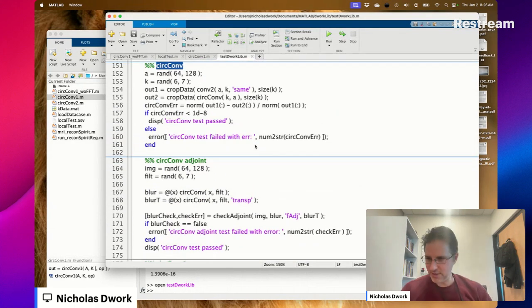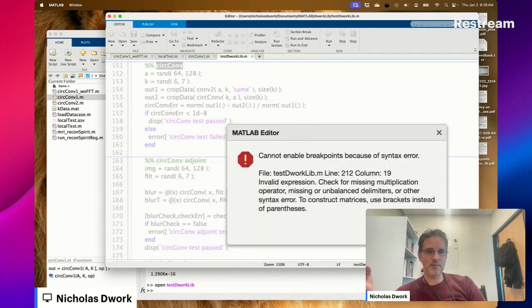I got to meet Nicholas Trefethen, who's a very accomplished researcher, and he has given up on this window entirely. He just doesn't use it at all. And it's tempting, because then I could just use Vim. But I use the debugger all the time.